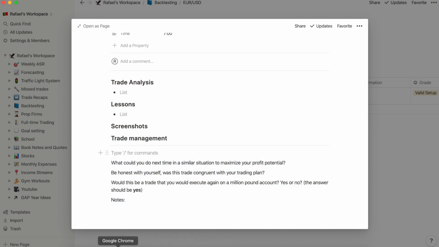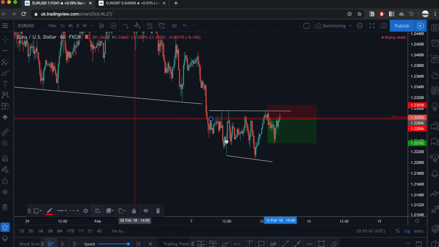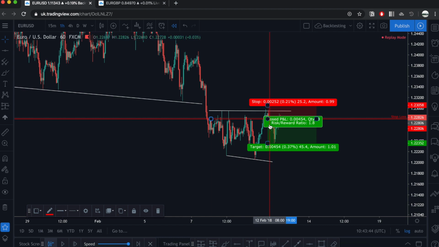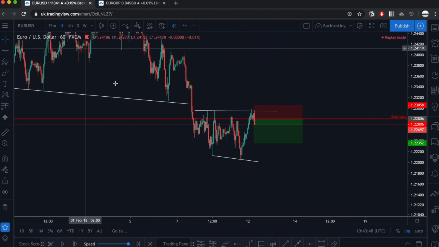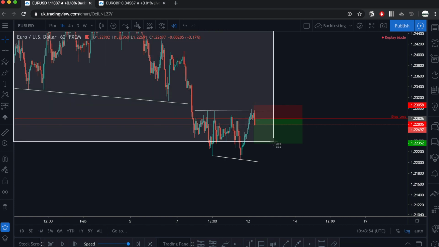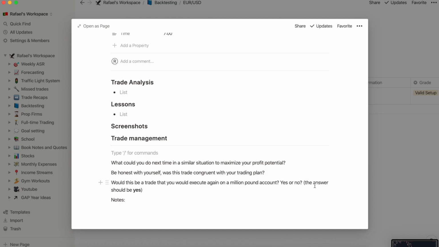So I'm just going to show you how I take the screenshots. So let's go back in price action. Oh, where's this? It's right here. Back in price action. This was where I got tagged in. So I press Command Shift 4 on the Mac, and I take a screenshot of this and I put it down on the screenshots.